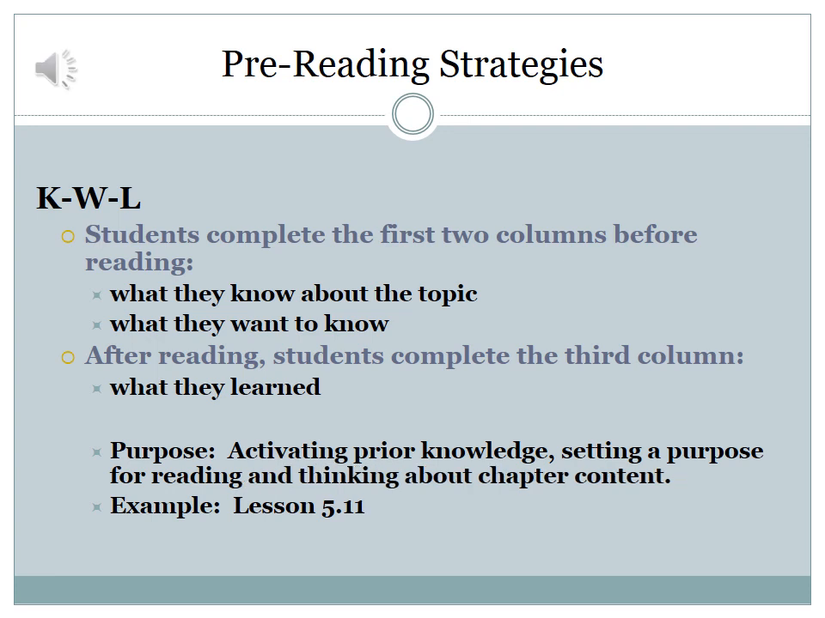Also in Chapter 5, students will use a KWL chart. Students complete the first two columns before reading, what they know about the topic of the chapter and what they want to know. After reading, students will complete the third column, what they learned in the reading. In this regard, this strategy also doubles as both a pre-reading and an after-reading strategy. The purpose is to activate prior knowledge, set a purpose for reading, and think about the chapter content before reading.